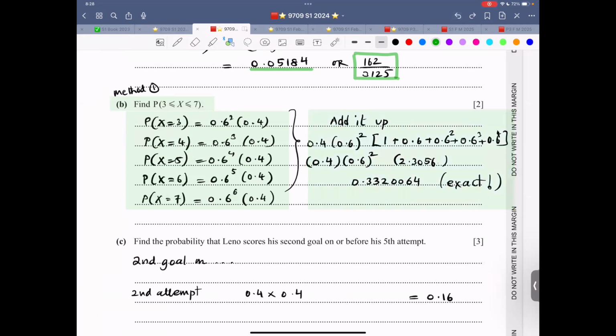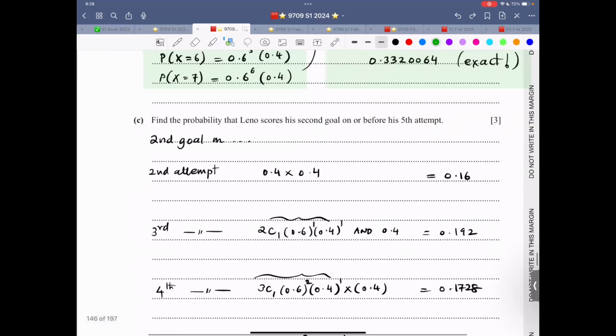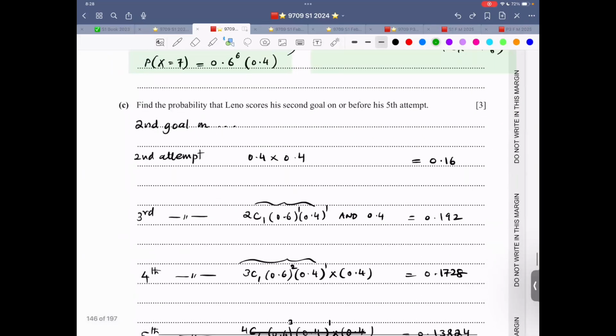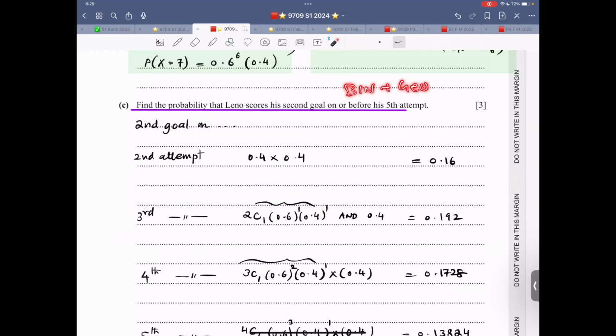Okay. And that's how the answer is obtained. All good, all clear? And now just the last part. Now, this kind of question was asked before also. Find the probability that Leno scored a goal on or before his 5th attempt. So this is a combination of binomial and geometric.